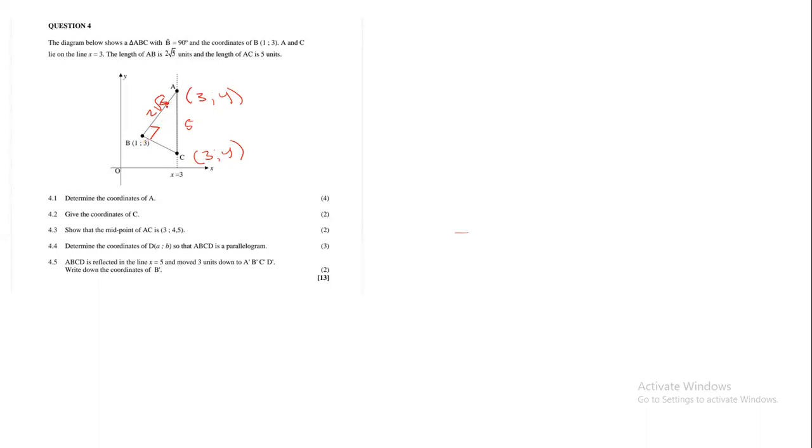Let's talk about side or length AB. Length AB is provided to be 2√5. We know the x value of A, but we don't know the y value of A. We know the complete coordinates for B, x and y, which is (1; 3). That means we're going to use the distance formula. So to solve this question, which is 4.1, we're going to use the distance formula, which says AB squared is equal to (x of A minus x of B) squared plus (y of A minus y of B) squared. This is the formula. So what is the distance of AB? It is provided to be 2√5, right?